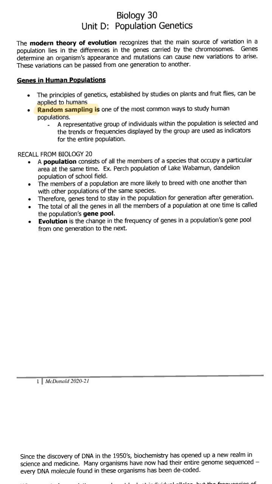The reason that a population is important is because members of a population are more likely to breed with one another than with other populations of the same species. So if we had a grizzly bear in Kananaskis and a grizzly bear in Jasper National Park, they're not likely to breed with one another. But grizzly bears in Kananaskis are likely to breed with grizzly bears in Kananaskis, and those in Jasper are more likely to breed with Jasper. But because there's that distance between them, they're not going to be mating with one another.